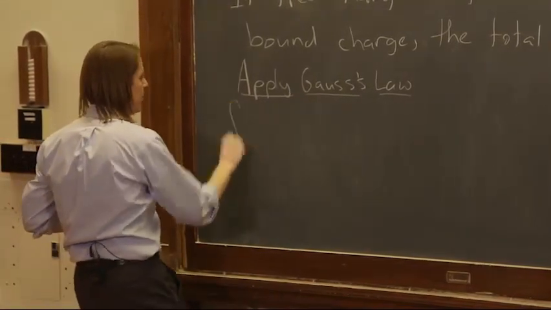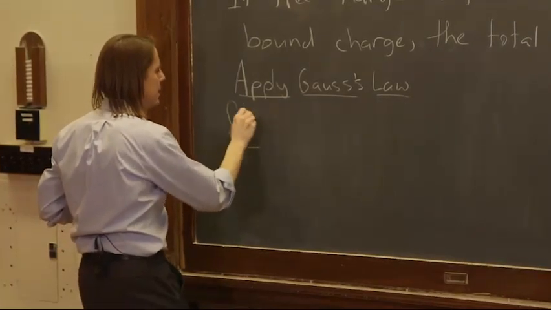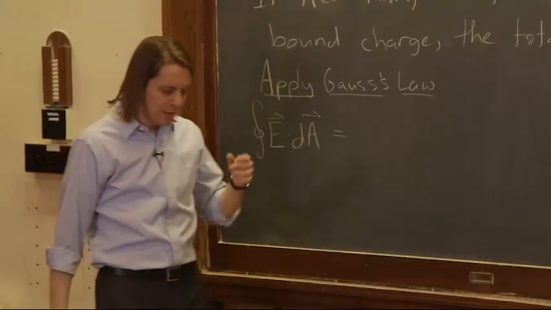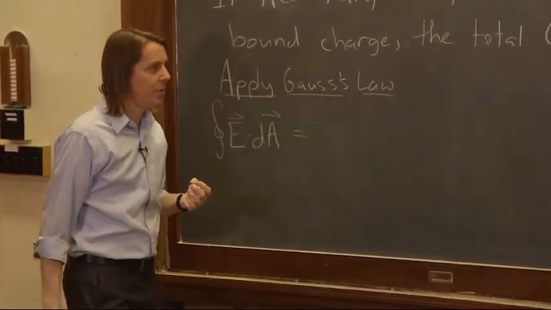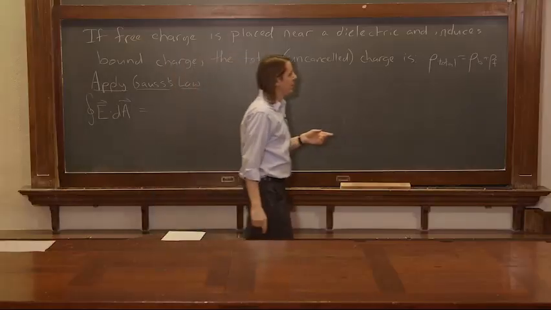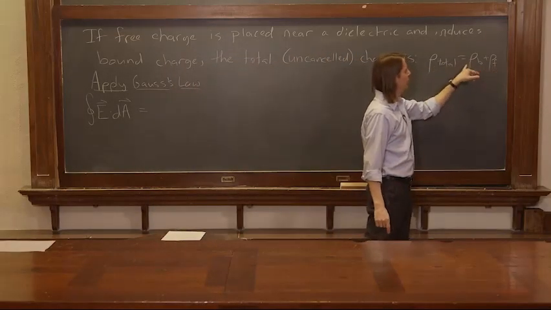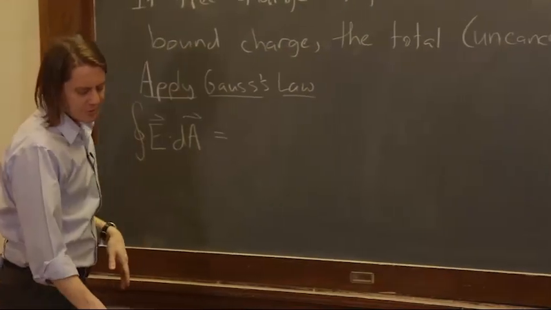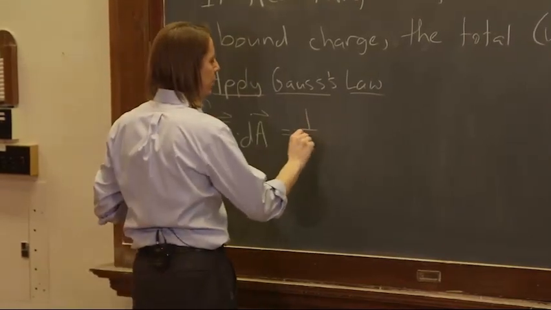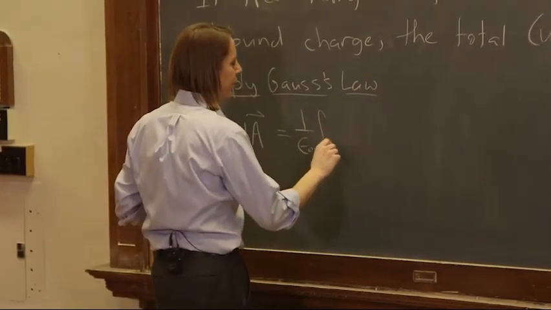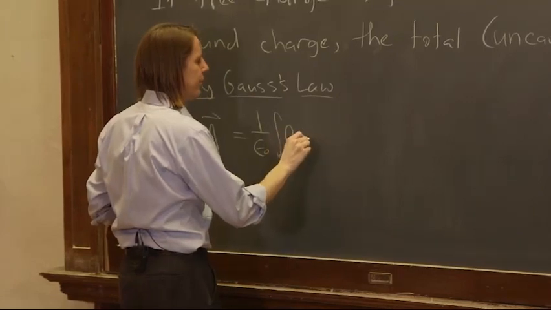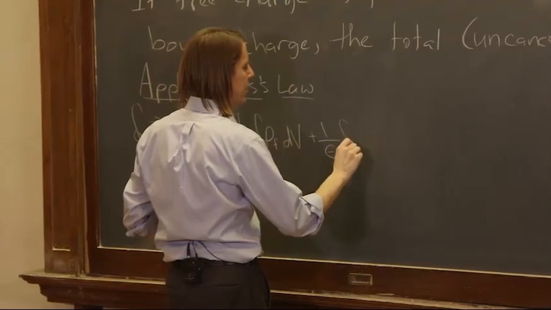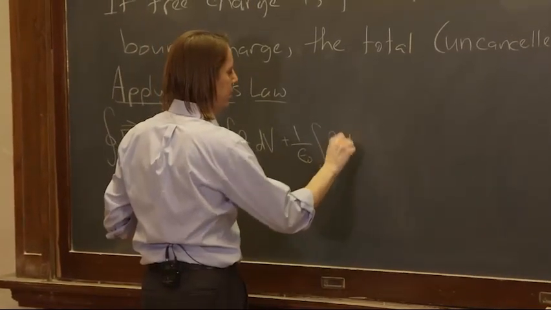Okay, Gauss's law. The integral over a closed surface of E dot dA equals what? It equals the charge enclosed over epsilon naught. So here is our total charge enclosed in that surface, rho bound plus rho free. When those are written as charge densities, you just have to write them as integrals: 1 over epsilon naught, the integral over the volume of rho free dV, plus 1 over epsilon naught, the integral of rho bound dV. Right?